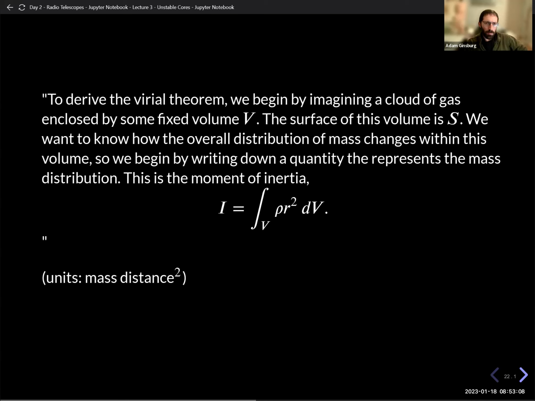This is a direct quote from Krumholz. To derive the Virial theorem, we begin by imagining a cloud of gas enclosed by some fixed volume V. So you have a volume of gas, and it has some surface S. What we want to know is how the overall distribution of mass changes within the volume. So we first write down how the mass is distributed within that volume, and that is the moment of inertia. The moment of inertia is defined as the integral over the volume of the density times the radius squared, so that's the distance from the center squared.